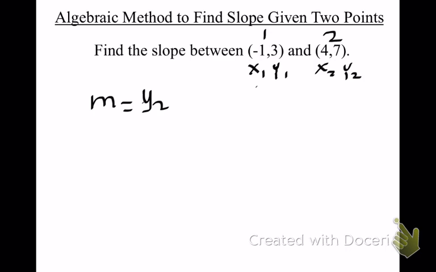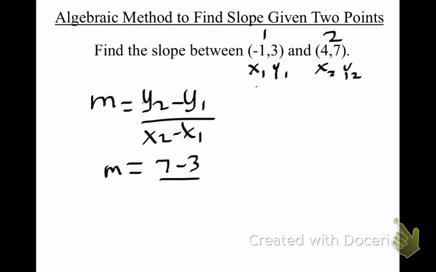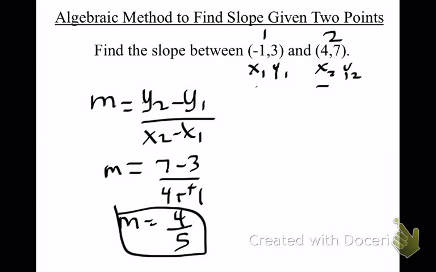y2 minus y1 over x2 minus x1. M equals 7 minus 3 over x2 is 4 minus negative 1. M equals 4 over 5. Okay, and so here we have our slope. Now you try it.